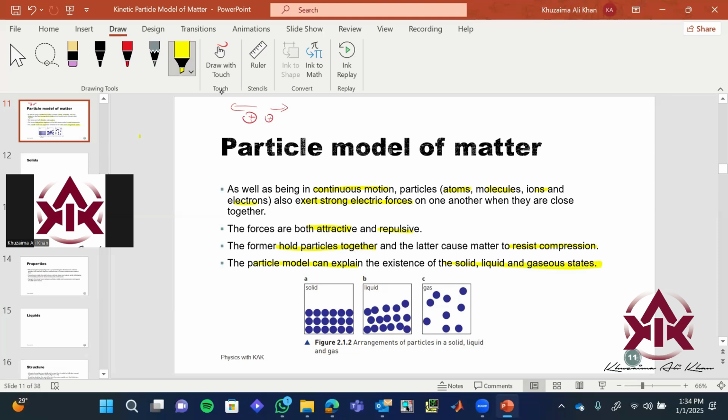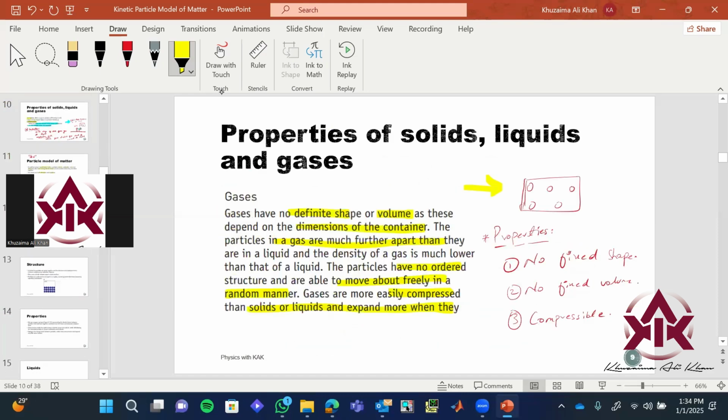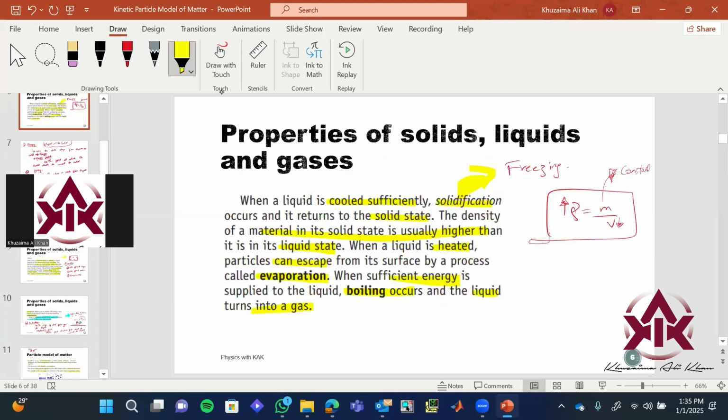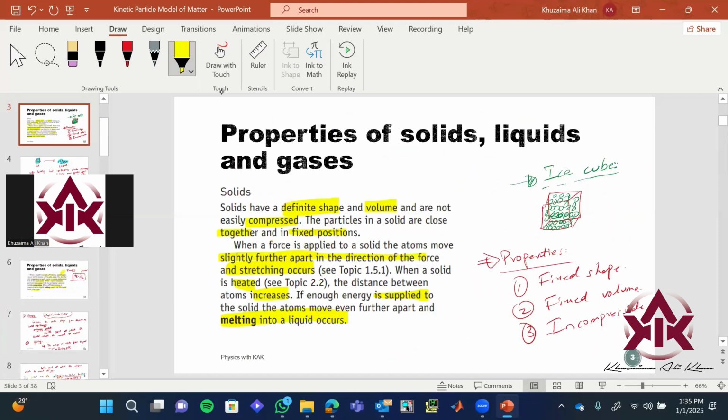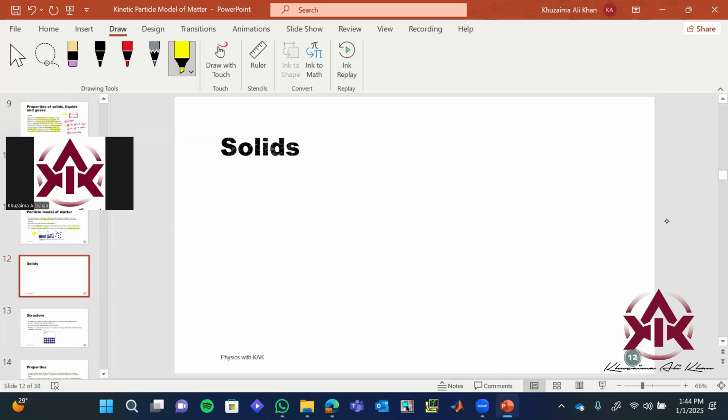Again, the way the particles are arranged defines how I can call a particular state solid, liquid, or gas, right? That is called the particle model of matter, right? So we have seen the states and the change of states. Before, in this particular lecture, we have studied what matter is and what the states are.